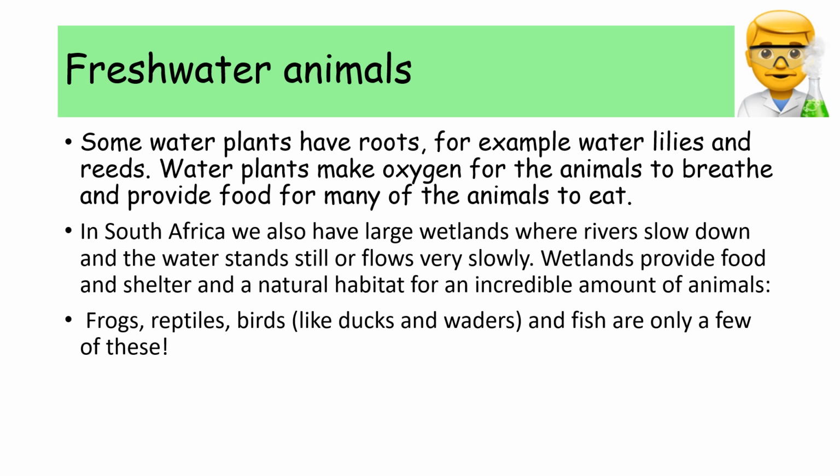Freshwater animals. Some water plants have roots, for example water lilies and reeds. Water plants make oxygen for the animals to breathe and provide food for many of the animals to eat. In South Africa, we also have large wetlands where rivers slow down and the water stands still or flows very slowly. Wetlands provide food and shelter and a natural habitat for an incredible amount of animals. Frogs, reptiles, birds like ducks and waders, and fish are only a few of these.